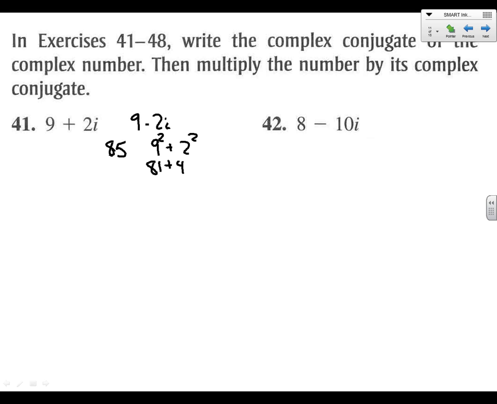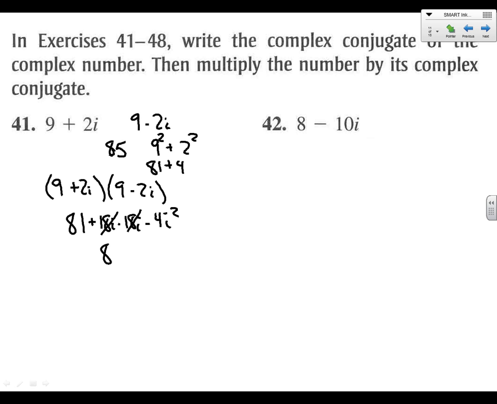I'm going to multiply it all the way out just to make sure we've done that right, and we can check. We'll have 81 plus 18i minus 18i minus 4i squared. Cancel, cancel. 81 minus 4i squared. i squared is negative 1, so 81 plus 4 is indeed 85.